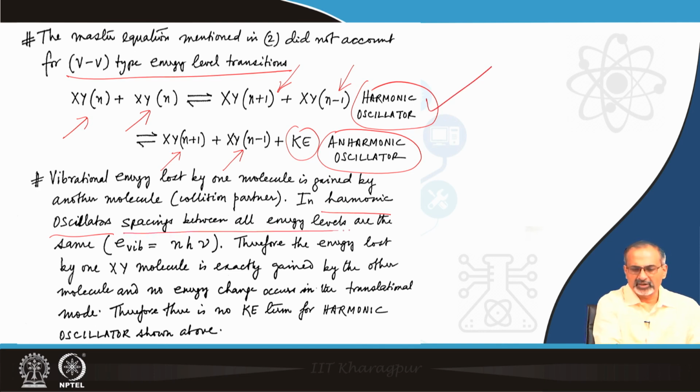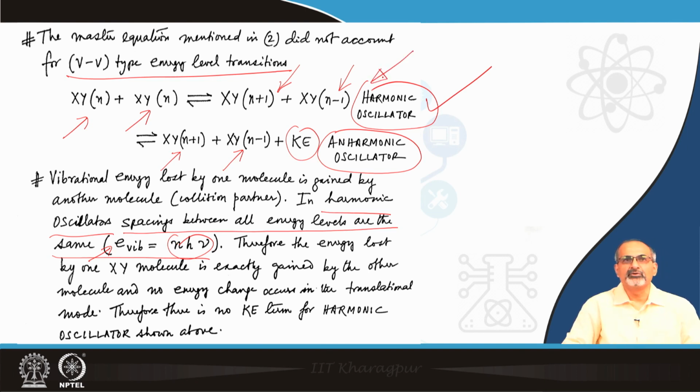This is because for harmonic oscillators, the spacings between all energy levels are identical. They exactly follow this rule that the E vibrational is n h nu. So, if you use different integer values for n and you move up or move down one level each from a reference level, you can clearly understand that an interaction of this kind will end up producing no imbalance of energy. Therefore, the energy lost by one XY molecule is exactly gained by the other molecule, and no energy change occurs in the translational mode. So, if there was some energy change, that would have affected the translational mode. However, it does not happen because of the exact satisfaction of this condition.